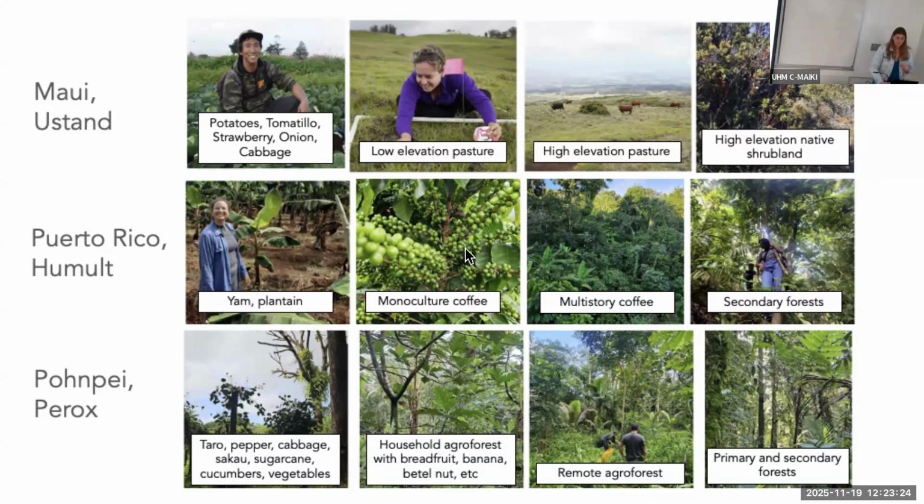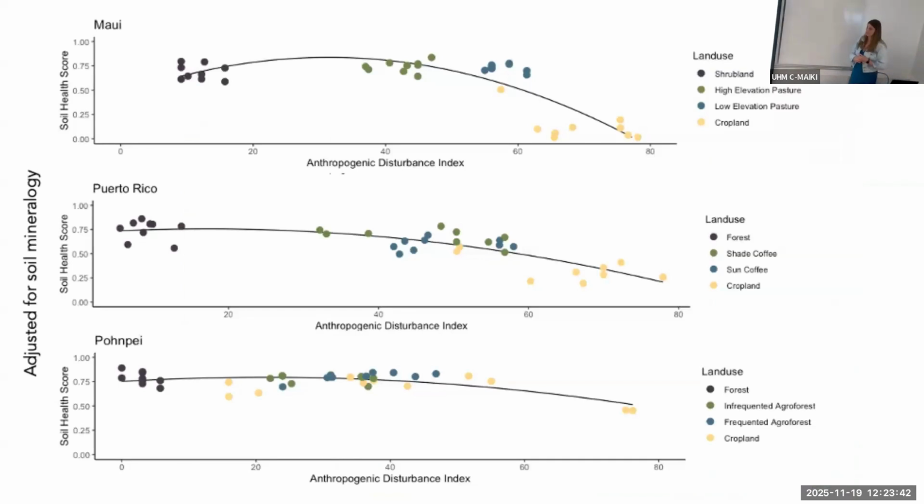And then also, in Puerto Rico, looking at yam, plantain systems, then coffee, and then secondary forest. And then in Pohnpei, looking at kitchen gardens, agroforest, and primary and secondary forest. And this is some of the data that she found.